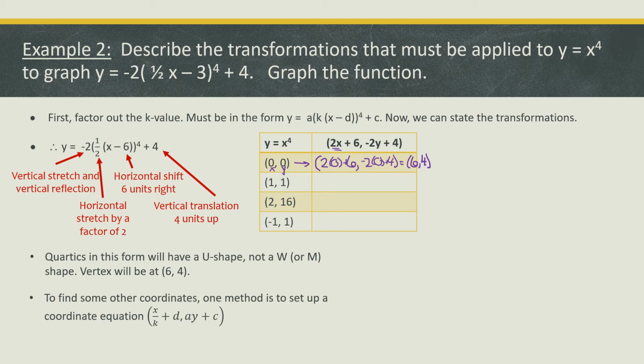That's the y, sorry. So the vertex on my parent function was 0, 0. Now it's been transformed to 6, 4. Let's see where 1, 1 is going to be transformed to.